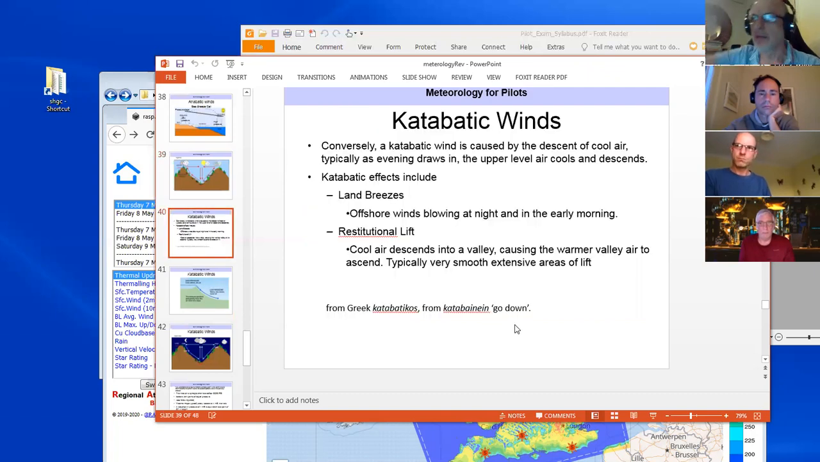Katabatic means sinking, going down. So katabatic wind is caused by the descent of cool air. Typically, as evening draws in, the upper air level cools and descends. So you can get land breezes where, you'll notice in summer, at the end of the day, the wind will switch. You've had sea breeze during the day coming off the sea, and at night time it switches and you get a land breeze blowing out. You can get a land breeze in the morning as well.